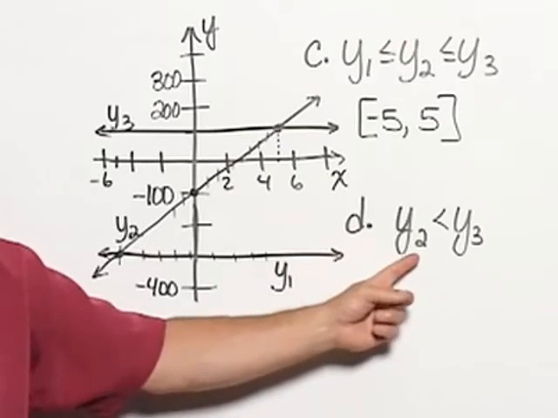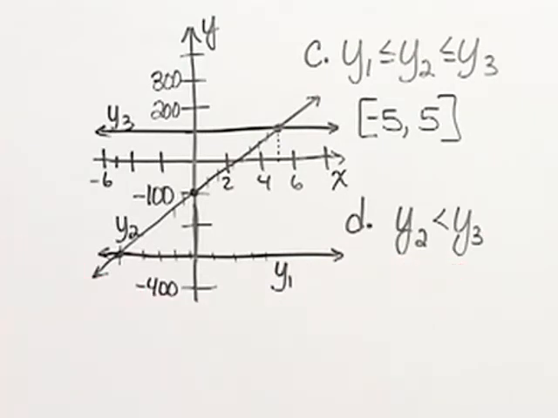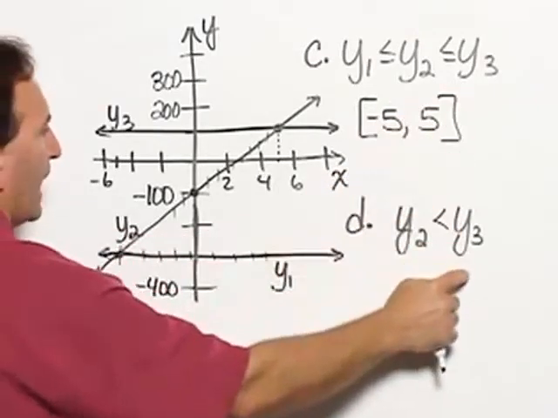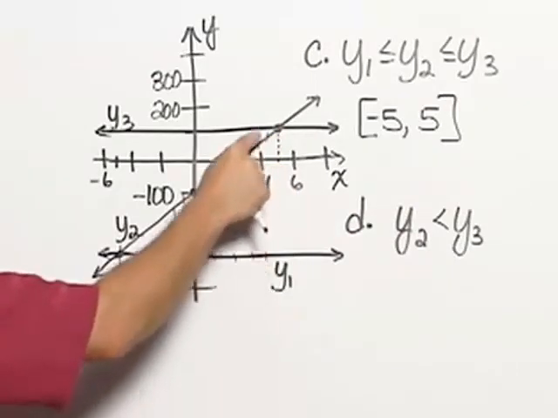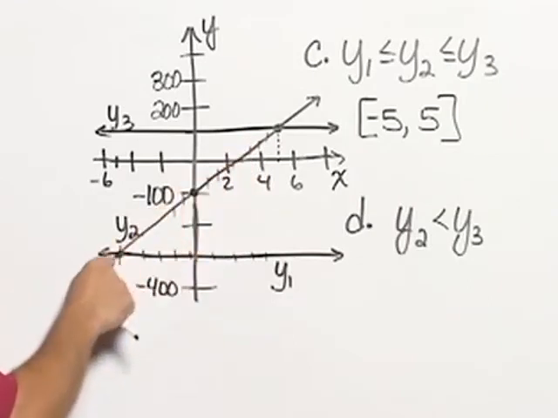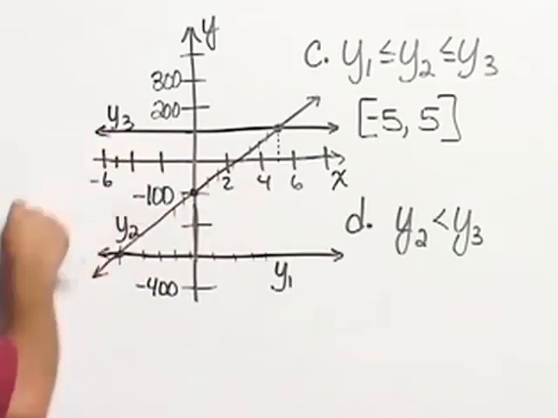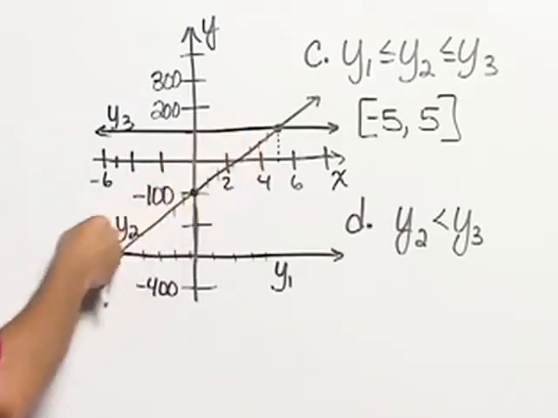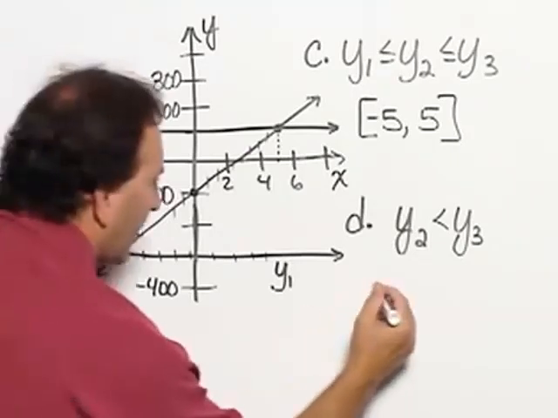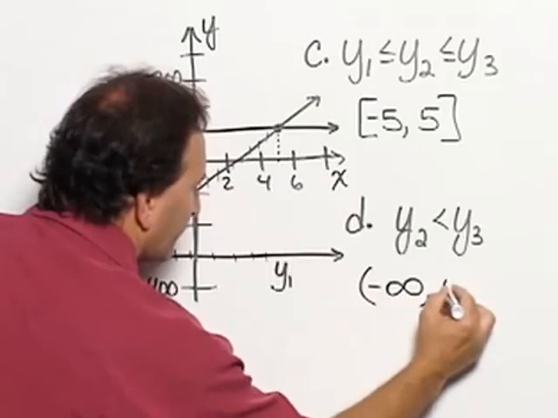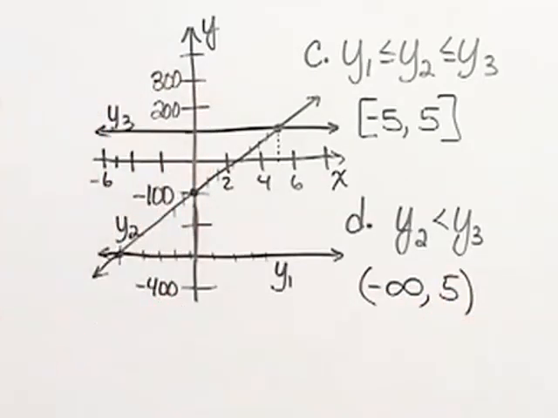For D, we want to look at y sub 2 being less than y sub 3. Well, we just dealt with that a little bit here, so it will be helpful to go back and say, here they're exactly equal, right at 5. But then y sub 2, which is this diagonal line, lies below y sub 3, the horizontal line, all the way through x equaling -infinity. And therefore, we would write that interval as -infinity up to 5, not including either endpoint. And so that's the interval that's our solution from -infinity to 5.